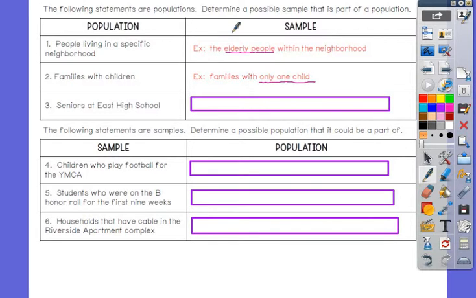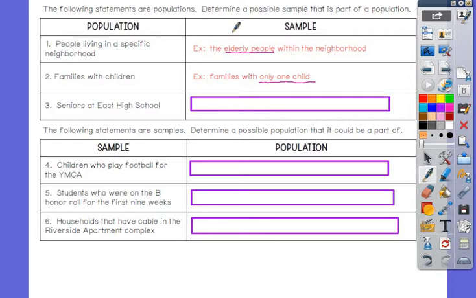Okay, the next population is seniors at East High School. How could I break that into a smaller sample? What you got? Seniors that play football. Seniors that play football, I like it. Rude. They can be rude. Seniors that are rude, okay?